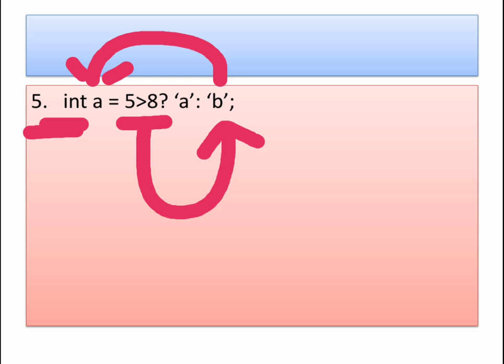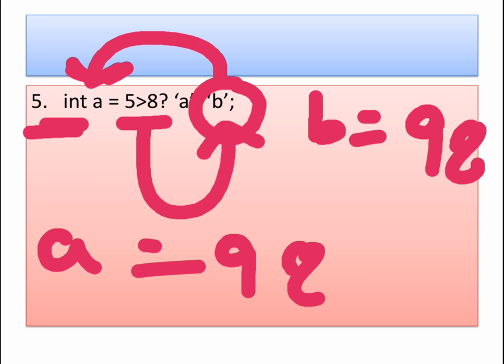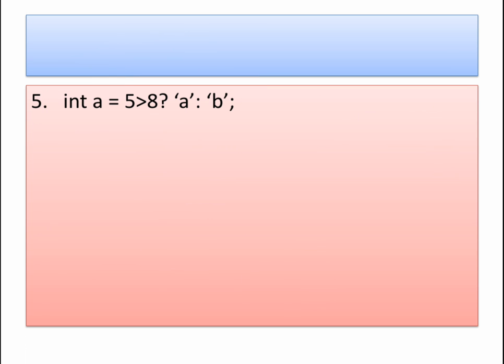I hope you remember the data types. b is not an integer value. Only an integer type value will be stored in a. So it will take the Unicode of b. Then what is the Unicode of b? It will be 98. So in a, 98 will be stored. These types of questions you will get in exams. Okay. So we have to remember, we have to see this also: what data type is being given.